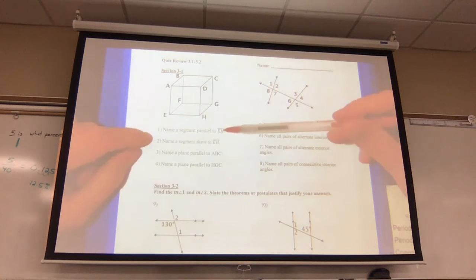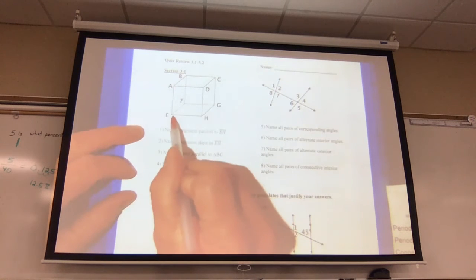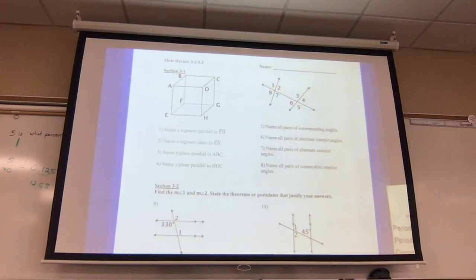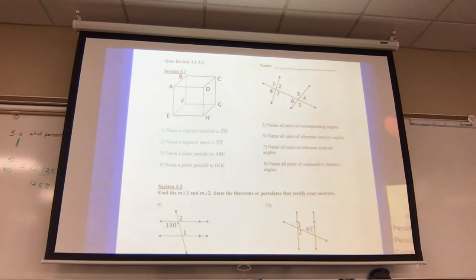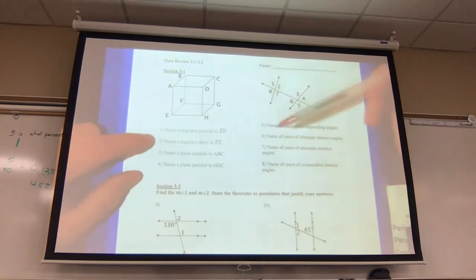So if you start with number 1, it wants us to name a segment that's parallel to EH. Here is EH down here on the bottom. And we need to name a segment that's parallel to it. Now there's more than one correct answer. So I'm going to put all of the correct answers on here. On the quiz, you'll only have to have one of these correct answers. So there's multiple correct answers, you just need one of them.